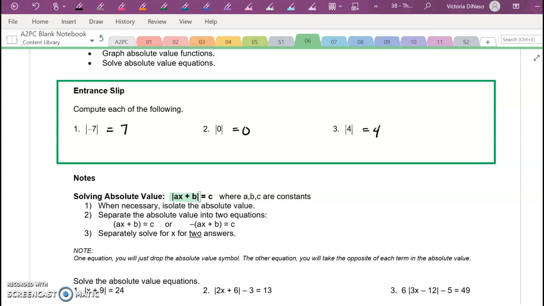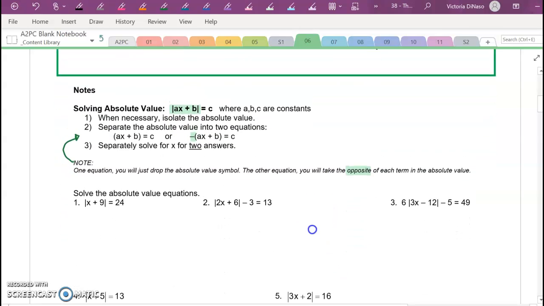Then you're going to separate it. One's going to be normal, and then the other one is going to be the opposite. The note actually goes with step number 2. You're always going to have one that's normal, and for the other one you're going to take the opposite, which is why we have that negative sign there. And then from there, you're going to separately solve for x for 2 answers. You are not always going to have one positive answer and one negative answer. That's not always true. Sometimes they could both be positive and sometimes they could both be negative. It just depends on what's around it, okay?